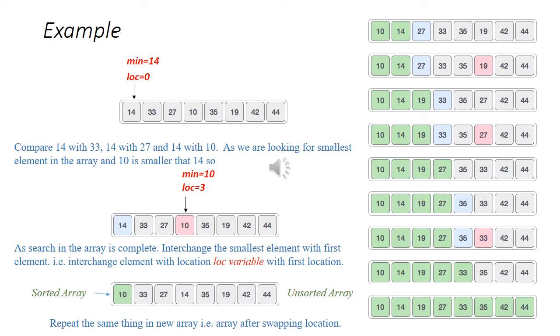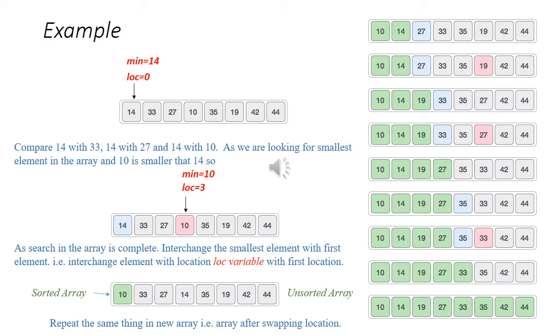So let's find the smallest element in this array. Actually, to find the smallest element, what I have written here in English in red letters is min equal to 14 and LOC equal to 0. Min means minimum; I assume that the first element is the smallest and its location is 0. Now from the first element onwards, I will start finding the smallest element towards its right hand side. Like I compare 14 with 33. But 14 is smaller than 33, so that's okay.